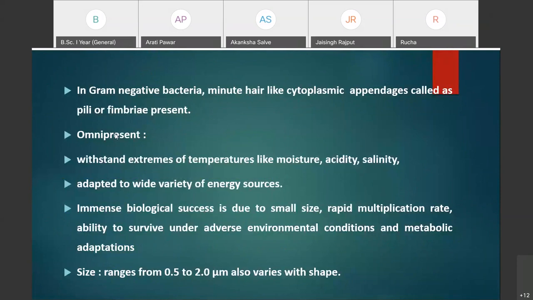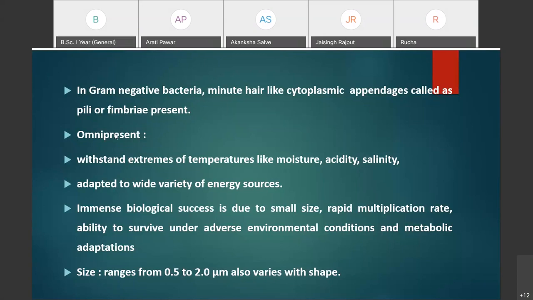Some of the bacteria exist in hot water springs, while some bacteria are found in the Atlantic Ocean. That is, they survive below the freezing point in the Atlantic Ocean.